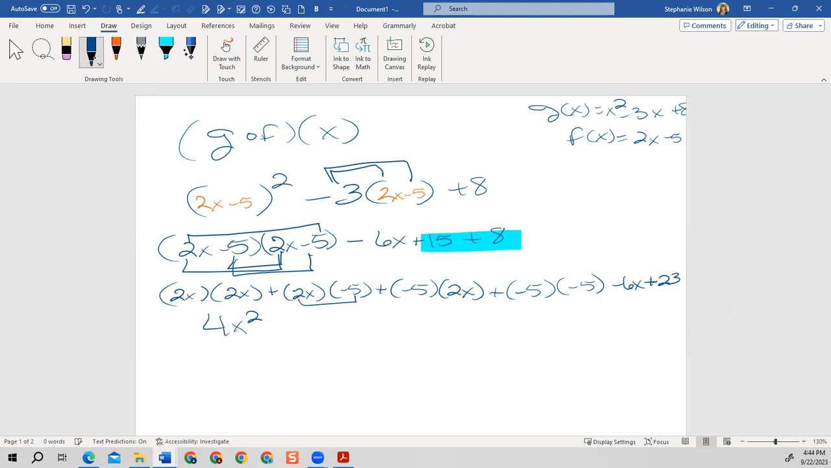+2x times -5 gives me a -10x. -5 times +2x gives me a -10x. A -5 times -5 is a +25. Bring down the -6x plus 23. And now any like terms we can put together.